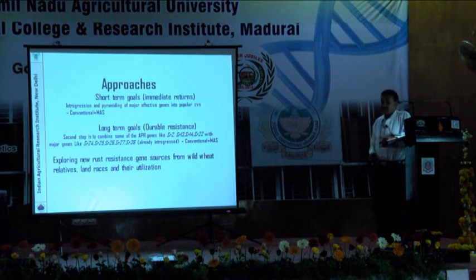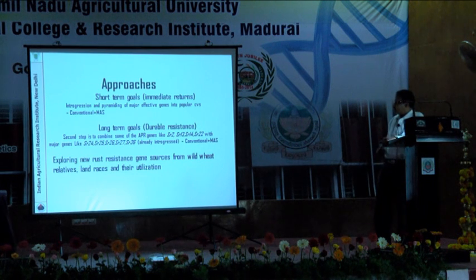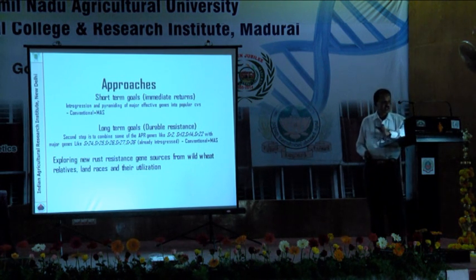The near-term goal is the deployment of known effective genes, what you call the dominant genes, because they tend to be overcome by new pathotypes. So the concurrent risk is involved in that. However, for the long-term goal, we are combining them with the adult plant resistance genes.